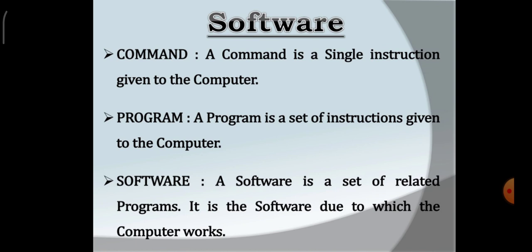And what is a software? A software is a set of related programs. It is the software due to which the computer works. It can be the system software. System software is nothing but the operating system that you work on. Windows 7, Windows 8, Windows 10, Unix, all these things are some of the examples of system software that you really work on.